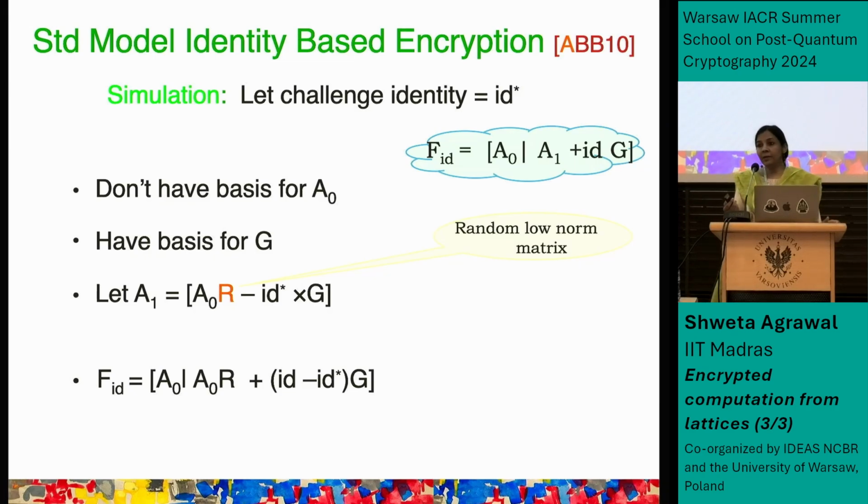Now, one thing to immediately notice is that if ID is equal to ID star, then this G goes away, and I have no trapdoors anymore. I did not yet tell you how I will use G to sample short keys according to this matrix. But at the very least, we can already notice that when ID is equal to ID star, this whole term dies, and there is no trapdoor anywhere.